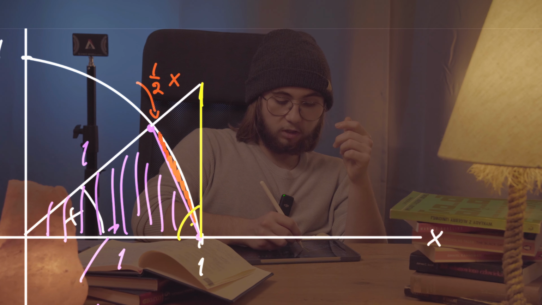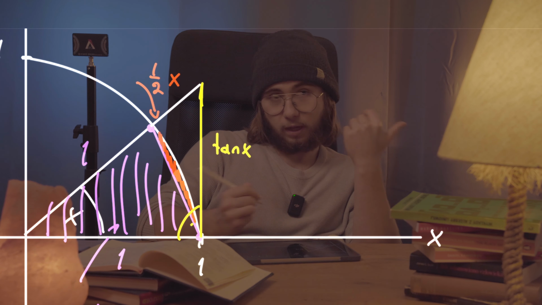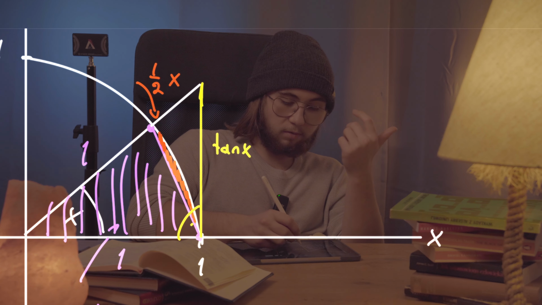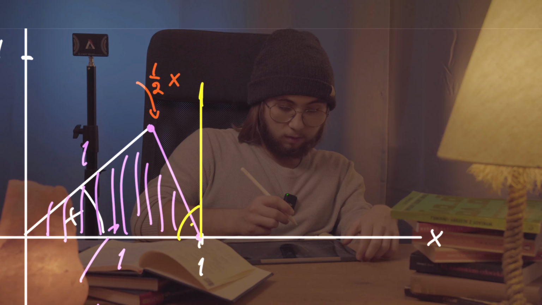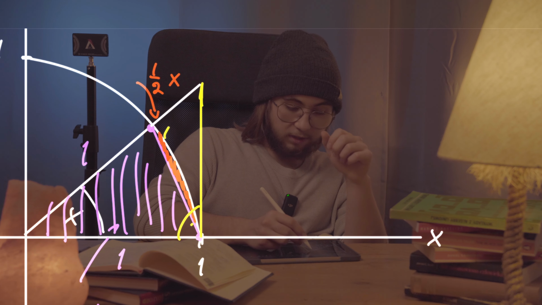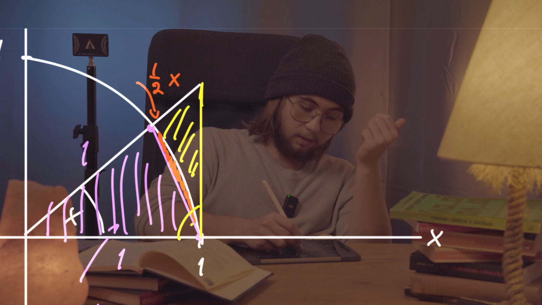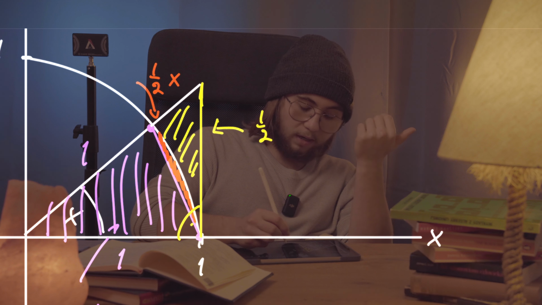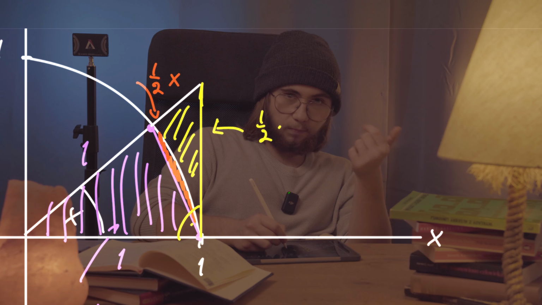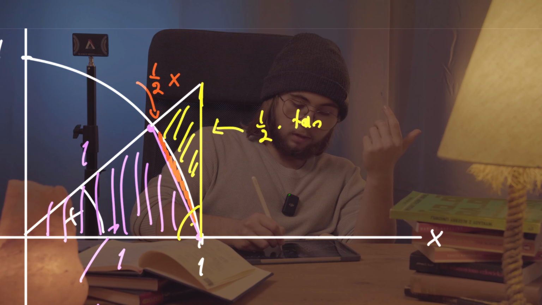It's going to be just the tangent of x, which is absolutely perfect, because now we can see that the area of all of those areas plus this yellow guy is just going to be equal to 1/2, well, tangent of x times 1, that's just tangent of x.